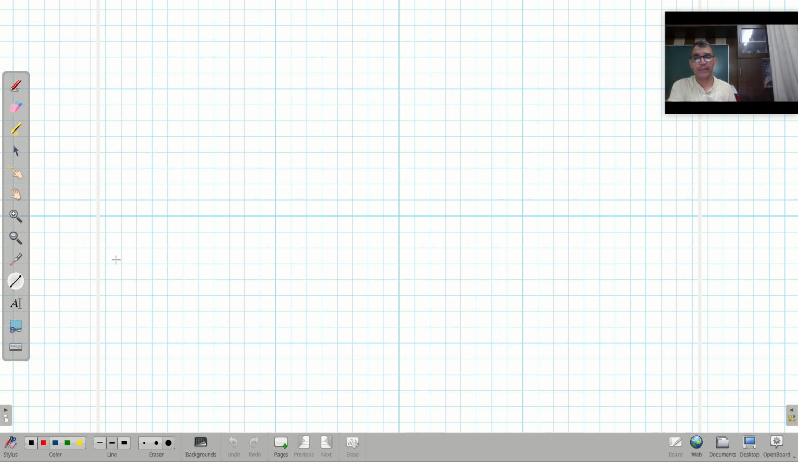Suppose we are having two vectors. The one vector is A. This is one vector A, represented by A vector, and there is another vector. Let us call it the vector B. Suppose these two vectors represent the two adjacent sides of a parallelogram.